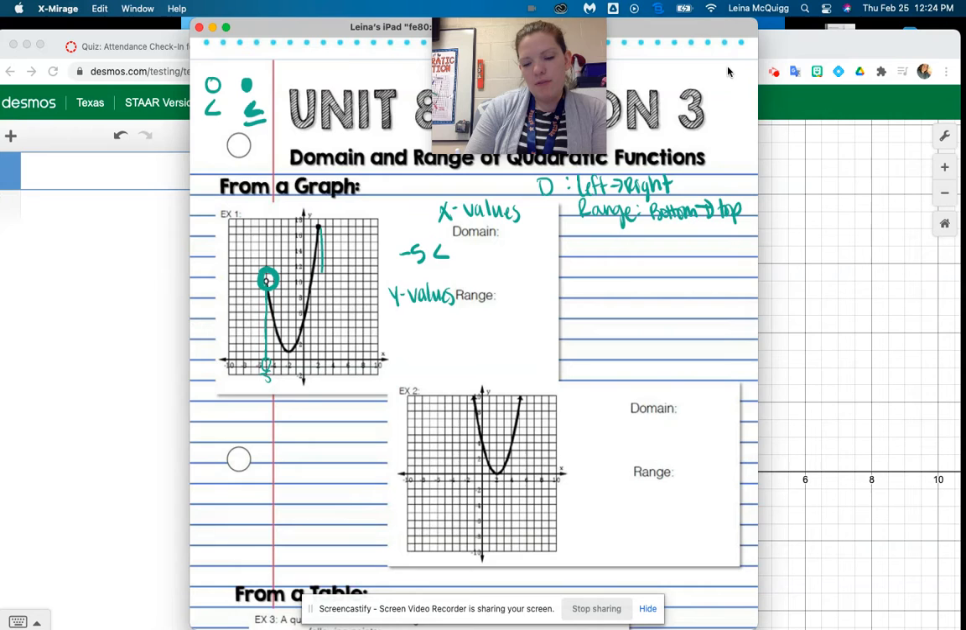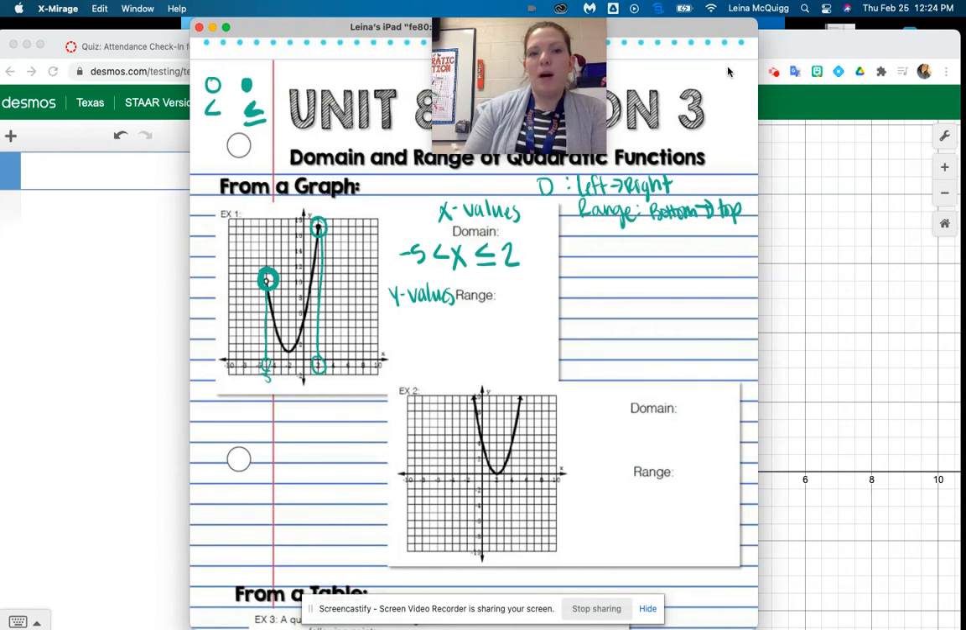And then it's going to go all the way to the left. So the furthest left it goes is right here. And these are x values. We talk about x. And then we have 2 on the other end. And at this endpoint, it's closed, so it's going to be less than or equal to. Okay? Then we can do range.